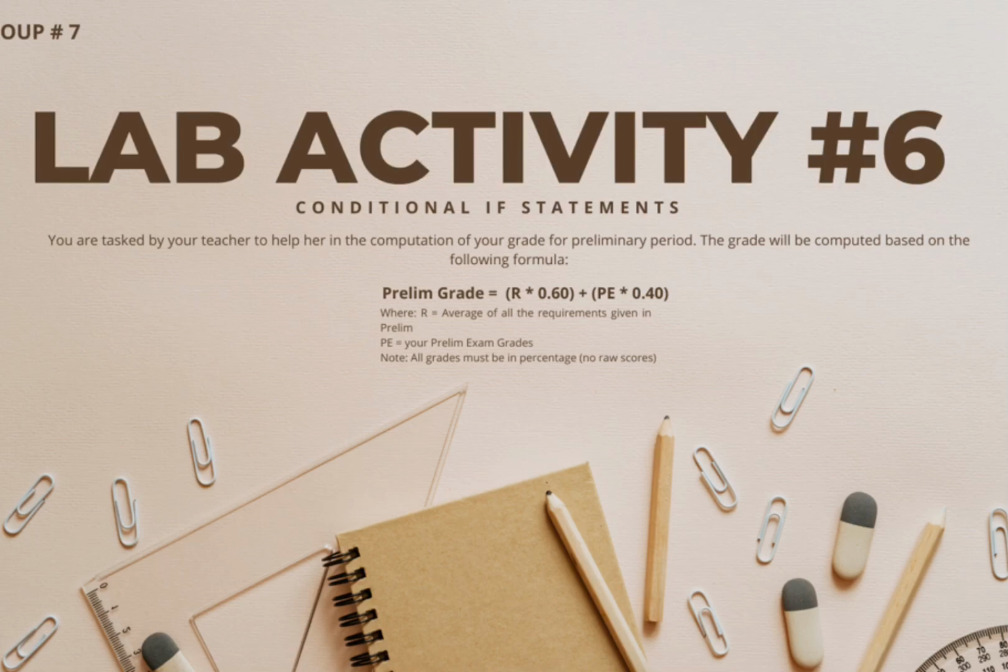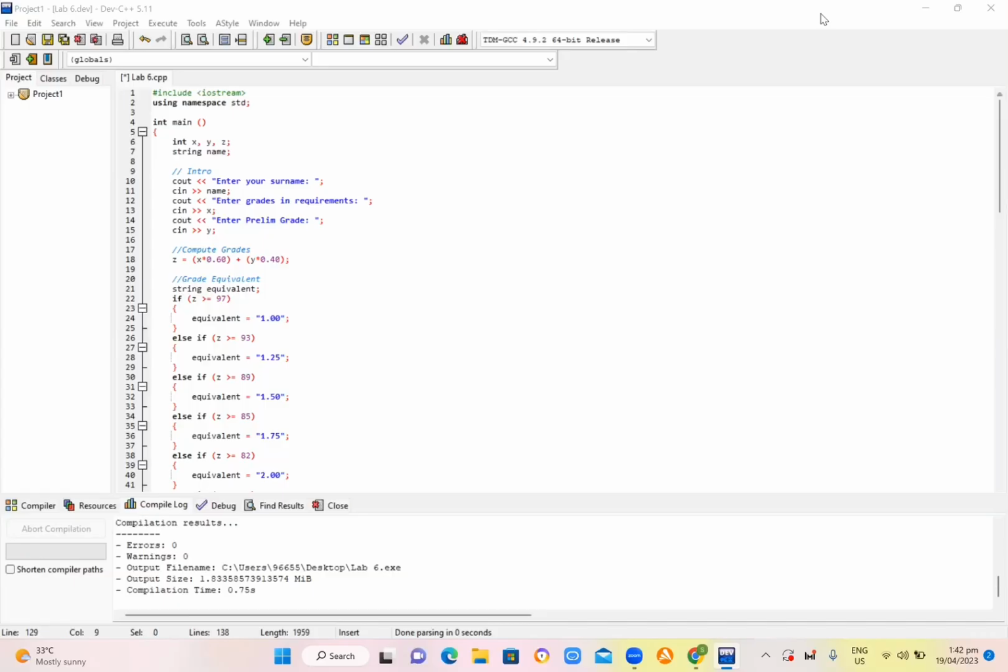So for Laboratory 6, we are tasked to create a program that will compute the grades for prelim. For our prelim grade, we have the average of all requirements, which is represented by variable x, and then our prelim grade, which is represented by our variable y. Now for variable z, that is the grade that you accumulated for prelims.